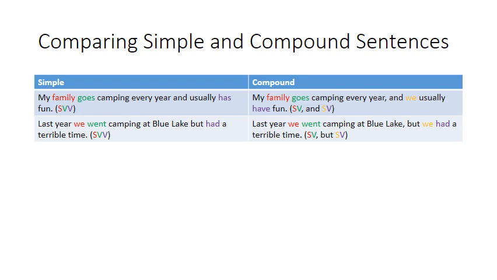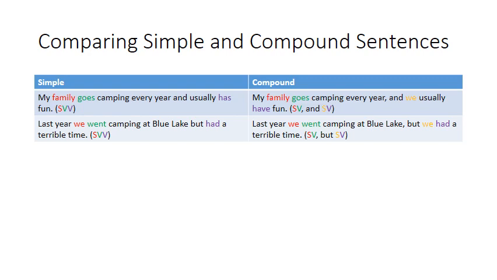So this is an SVV simple sentence. Compare that with the compound sentence that's right next to it. My family goes camping every year and we usually have fun. Now it's giving us the exact same information. The difference though is that in front of the verb have, we have the subject we. In addition to the and, we also have a comma in front of the and.